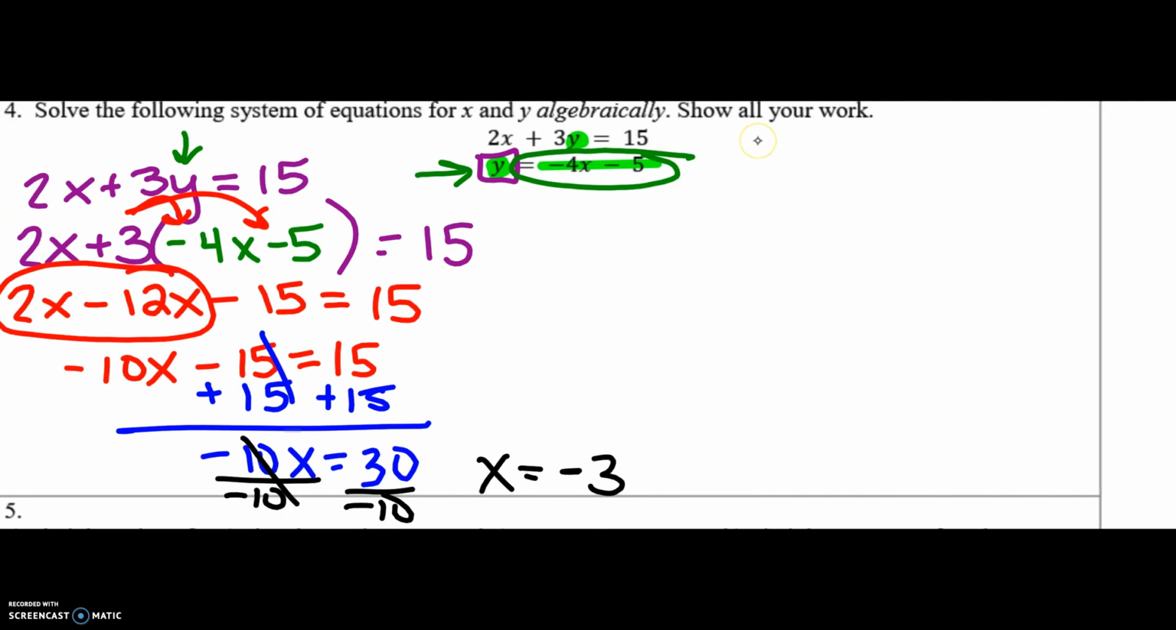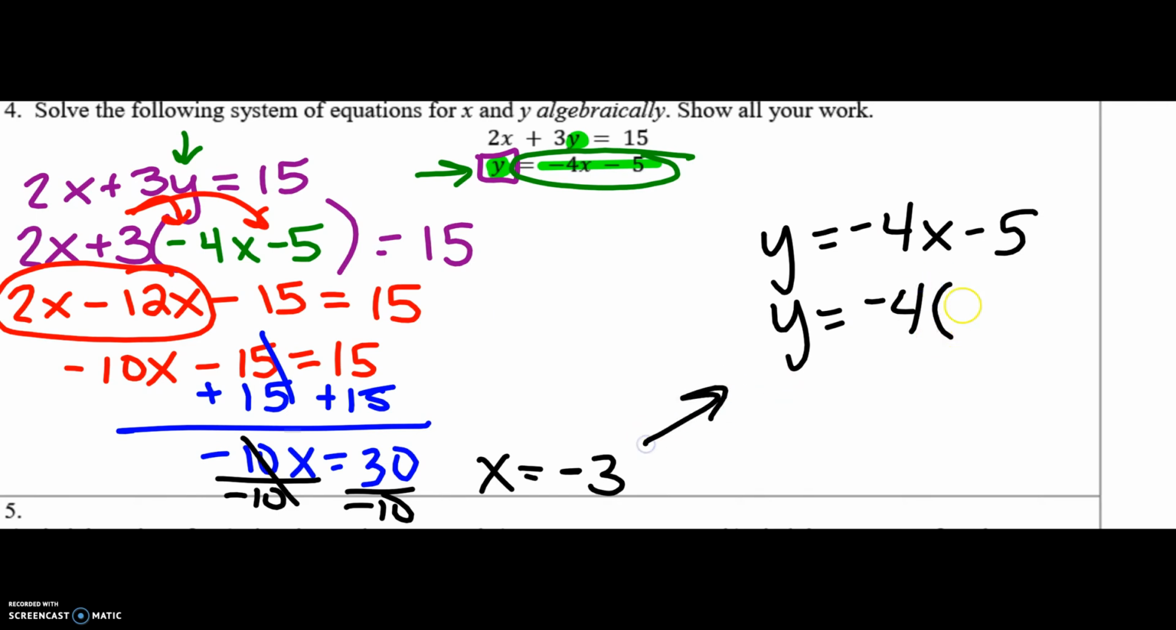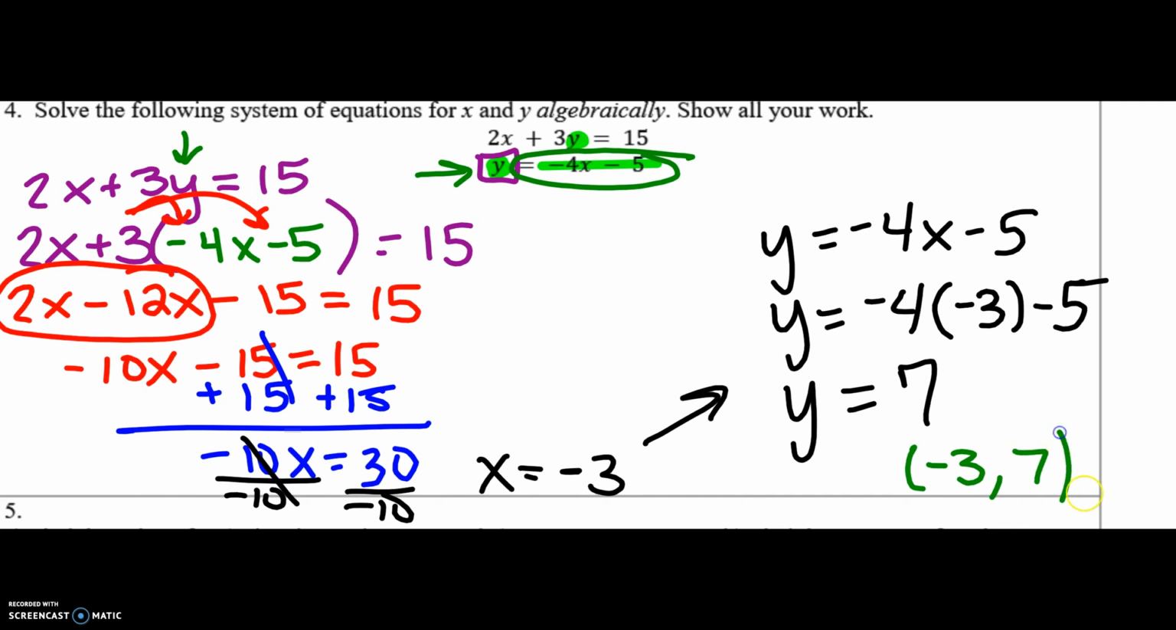So I'm going to go back to the given equations and use y equals negative 4x minus 5. Y equals negative 4 times, we just solved for x, which is negative 3, minus 5. Y equals a positive 12 minus 5, so y equals 7. So the solution to that system is x comma y, so negative 3 comma 7.